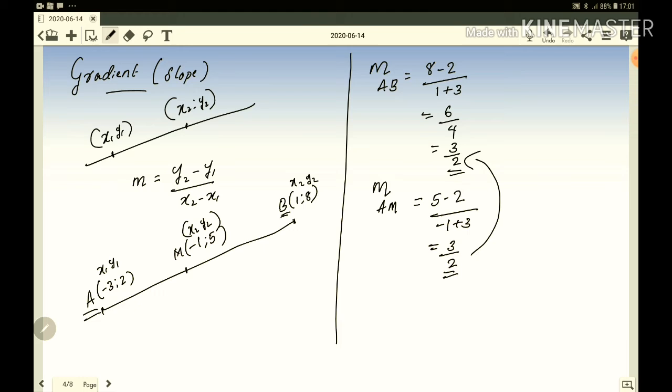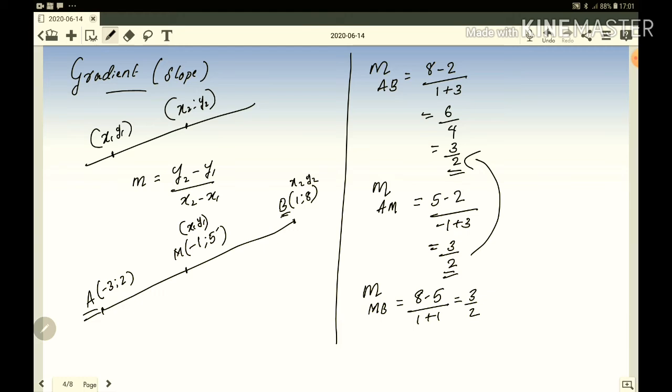Now I am choosing M and B. Gradient. I am choosing the points M and B. That is these 2 points. If I write this one, x1, y1, then 8 minus 5 divided by 1 minus (-1), that is plus 2. So it's going to be 3 over 2. Did you see that one? The same gradient we got.